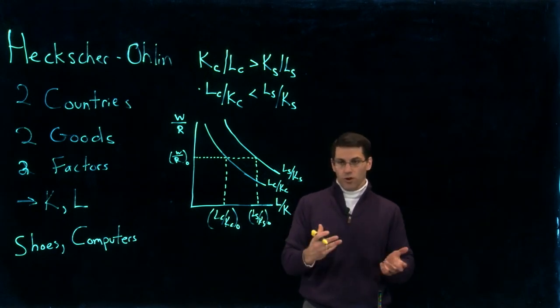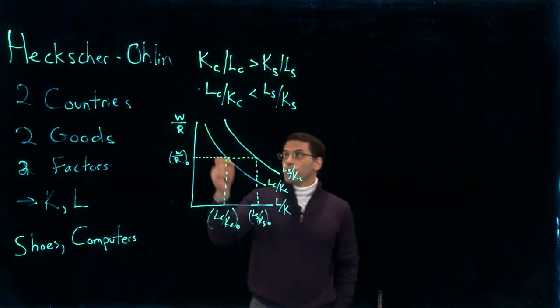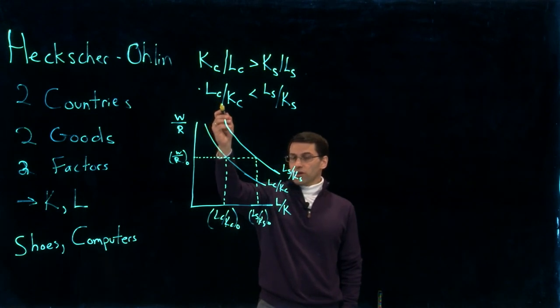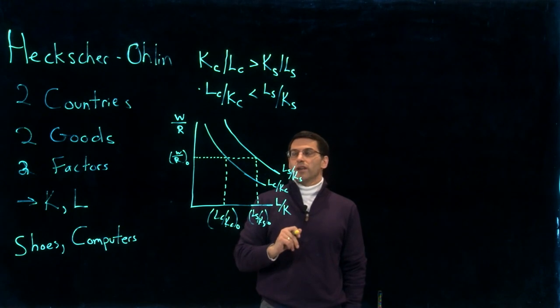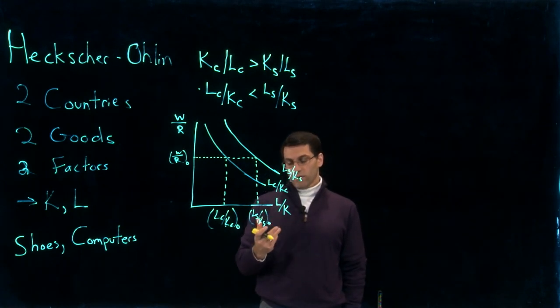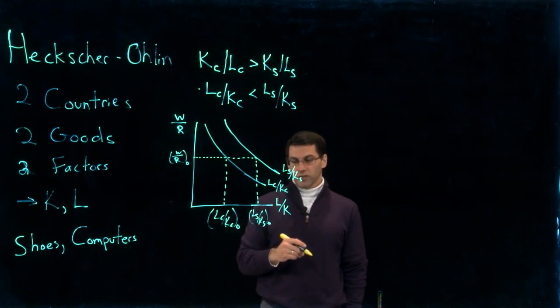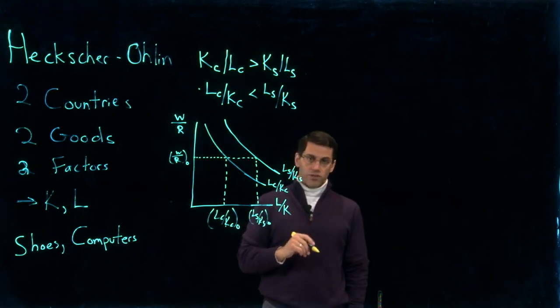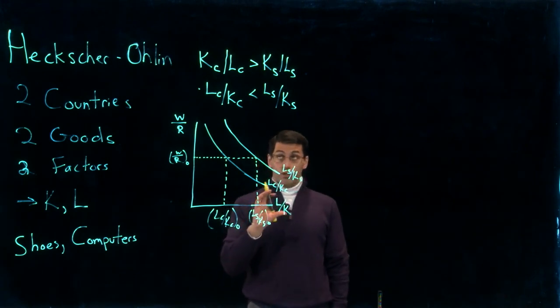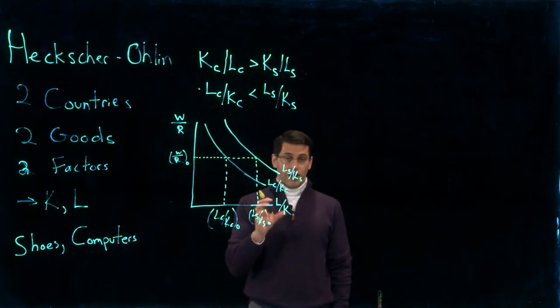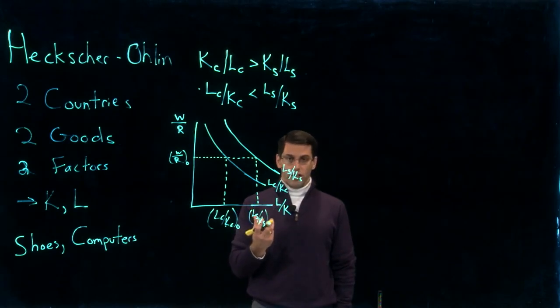One for the home country, one for the foreign country. So one key assumption here, for the setup of this particular example, is that computers are capital intensive, therefore shoe production is labor intensive. The other assumption we're going to make here is that the home country is capital abundant. And like factor intensity, factor abundance is itself a relative concept.